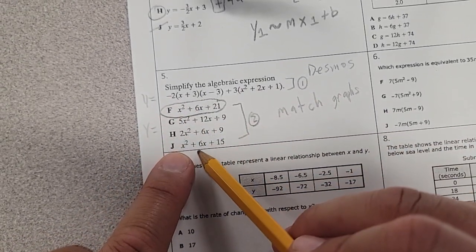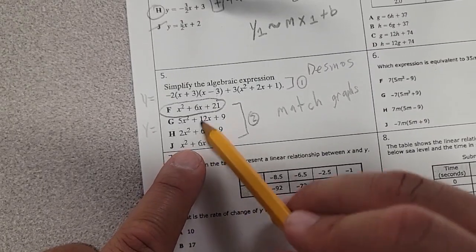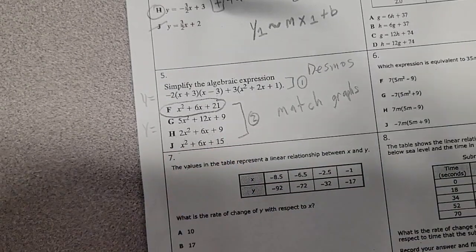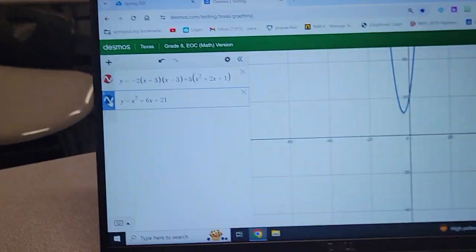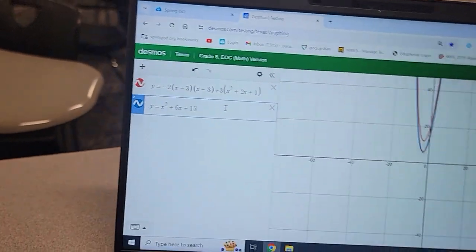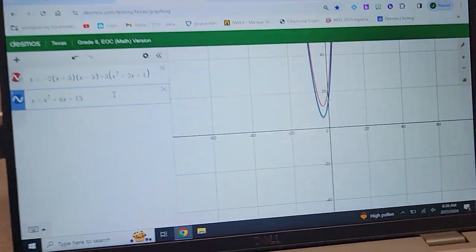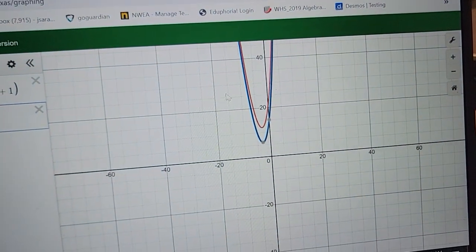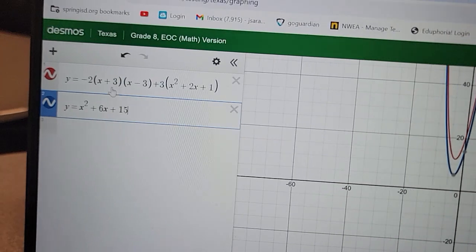So these are going to be off. Like x squared plus 6x. Here, let me put that 15 so you can kind of see the difference. I'm going to change this 21 to a 15. So notice how they don't match anymore. This is not the same. The red one is higher than the blue one. They have to be the exact same. All right.